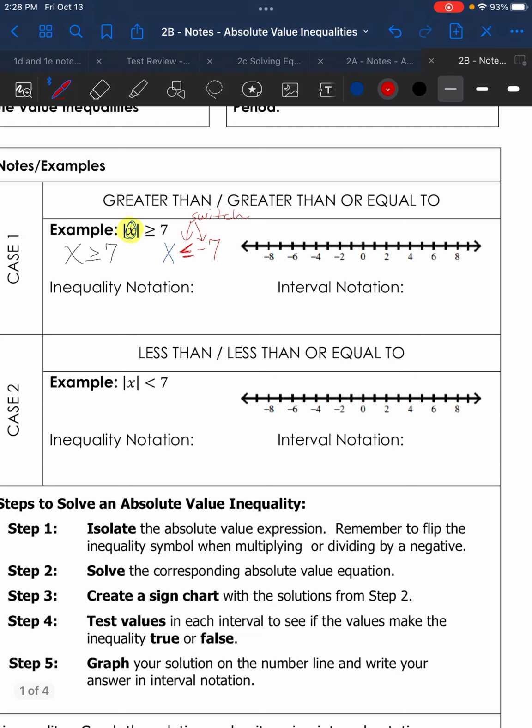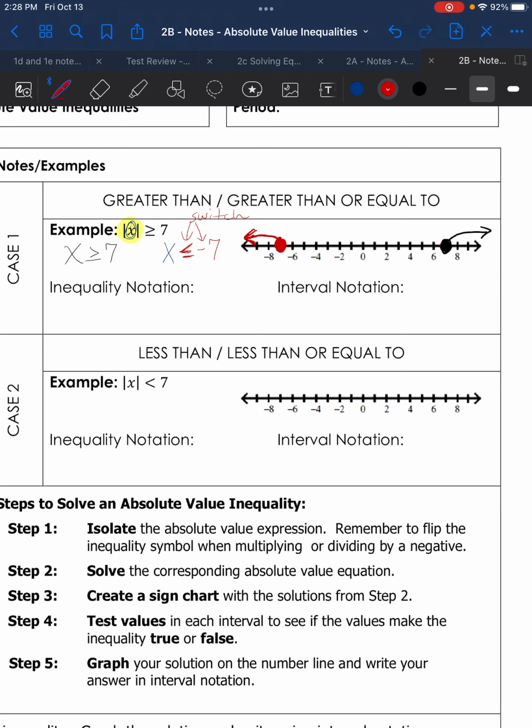Now graphing these, we have x is greater than or equal to 7, which is a filled in circle. Let me do this in black. So black at 7 and then greater than to the right. Now we'll do the red at -7, and it's less than or equal to, a filled in circle to the left. Inequality notation. Now let's talk about each one of these graphs.